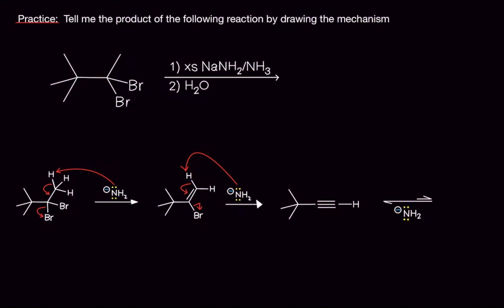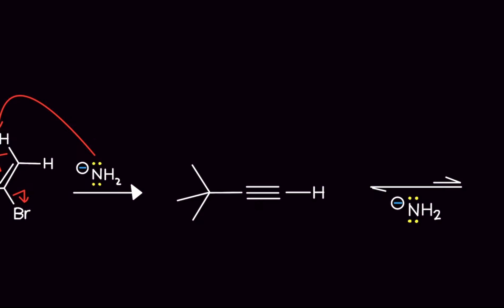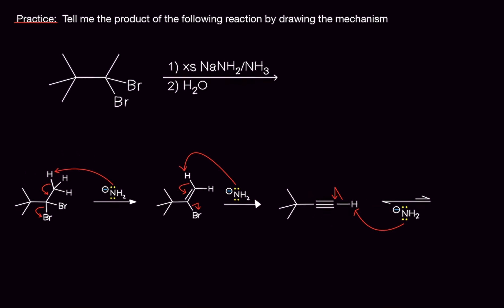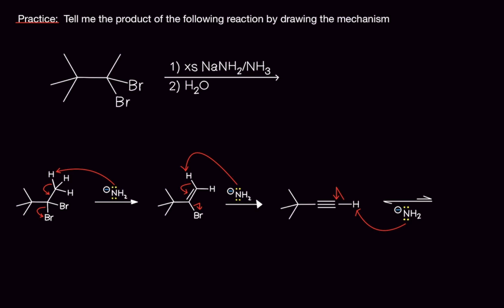Now we have excess of this base here, so we have to keep doing it. We have to keep going. So it's going to deprotonate it again. We cannot stop. That's just the unfortunate part of this reaction. So this goes, and then now the electrons go there on that carbon, forming an anion. So what do we do to fix this? We have an anion now.